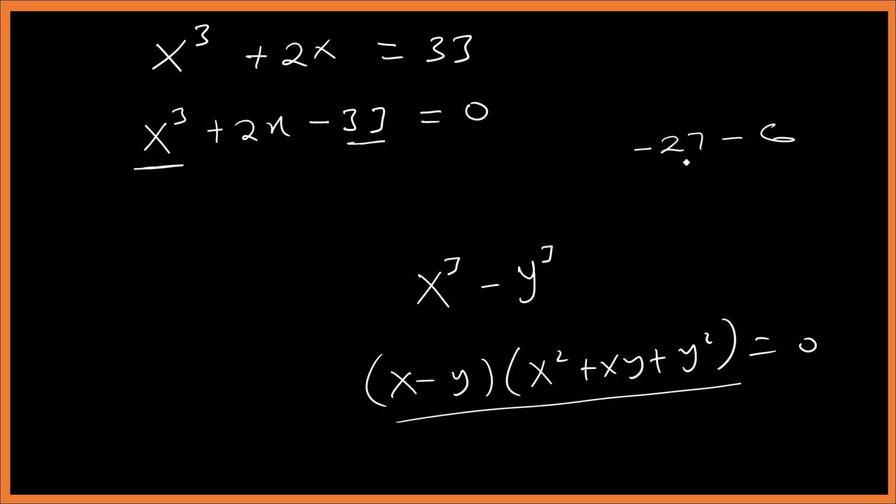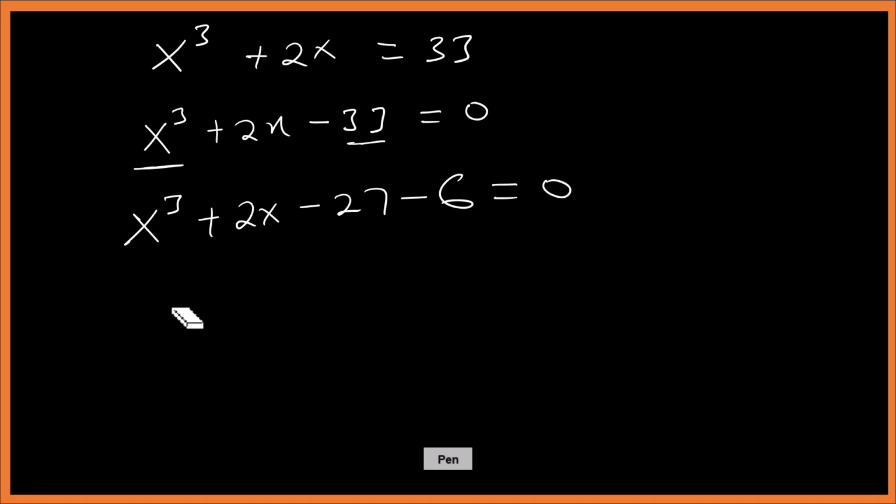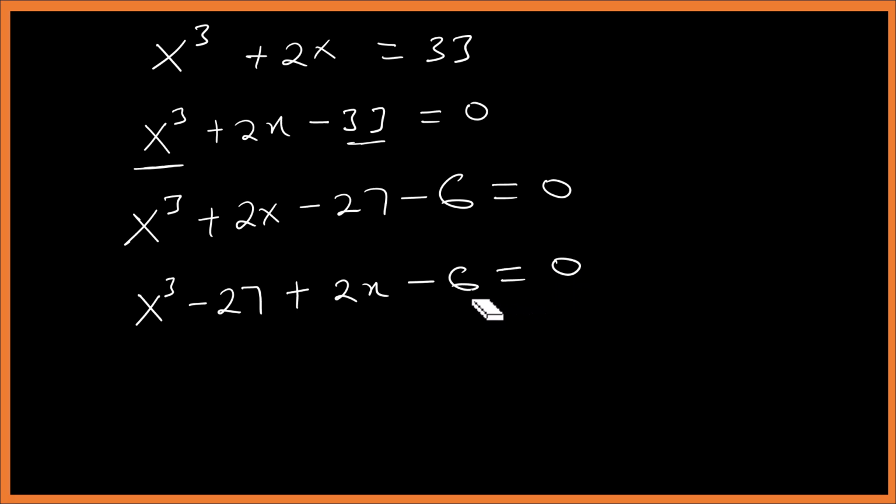Now I'm doing this because I want to write this one as 3 to the power 3 so that I can form this. So this side will be x cubed plus 2x minus 27 minus 6 equal to 0. Now from here, my x cubed minus 27 is set here, plus 2x minus 6 equal to 0 also follow.